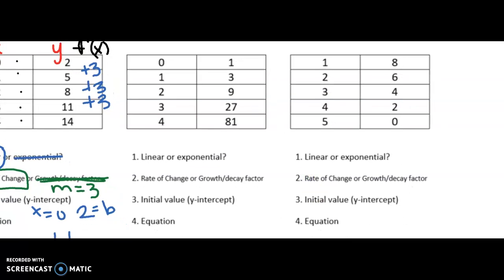Try to find the pattern on this one. Is it adding or is it multiplication? Again, pause the video, try it yourself, and then go along with the video. So I assumed you paused the video and did that already. So let's look at the pattern.